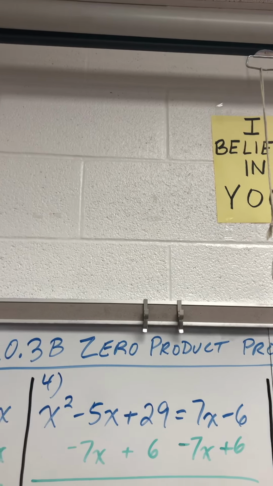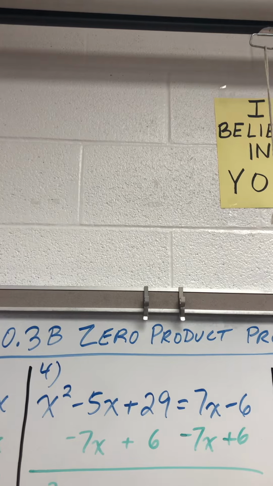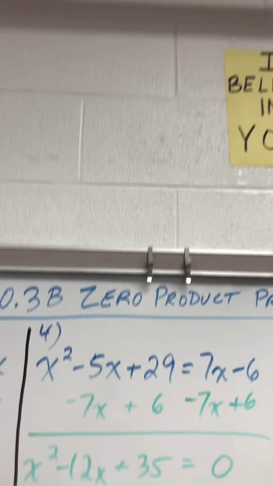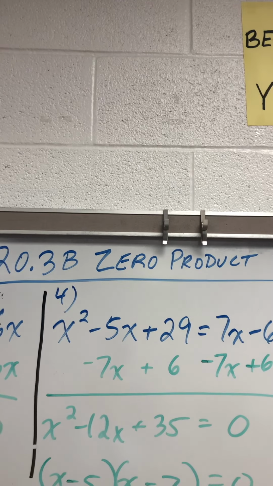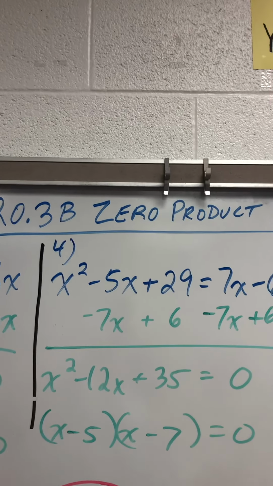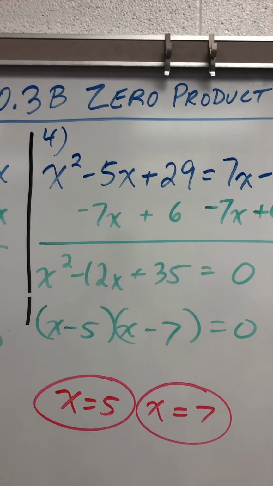I'm going to minus 7x. I'm going to do this in one step now. I'm going to minus 7x and add 6x, to give me x squared minus 12x plus 35, which factors to x minus 5, x minus 7 equals 0. So x equals 5 and x equals 7.